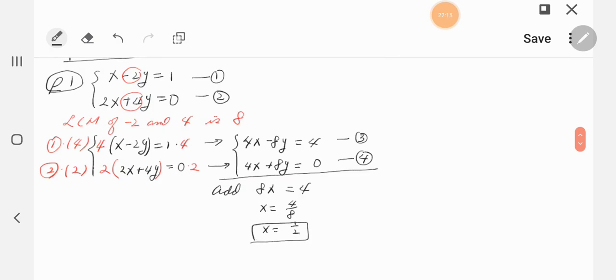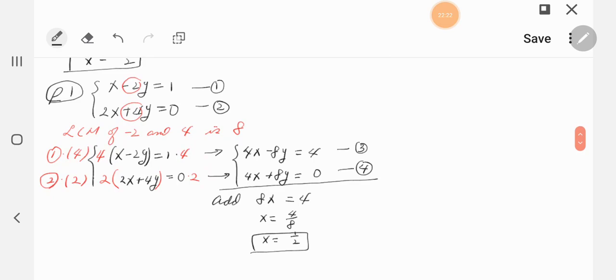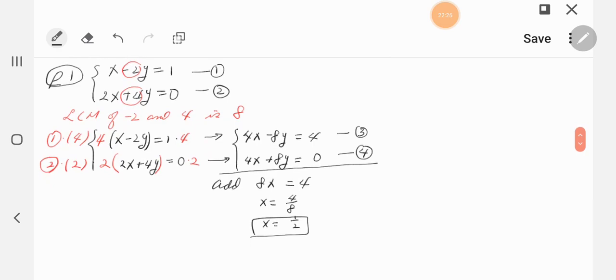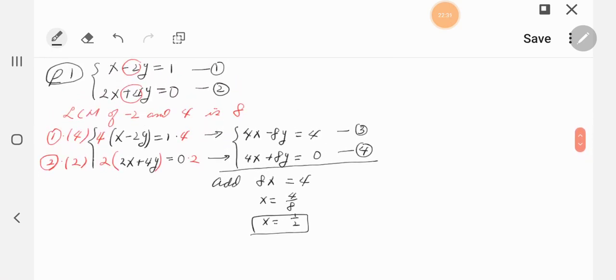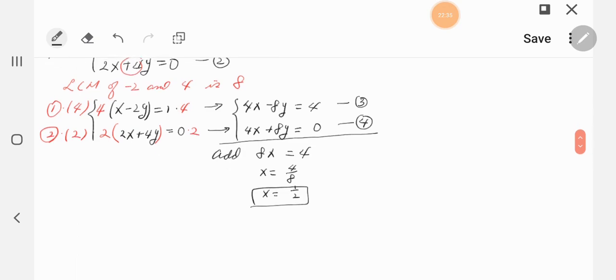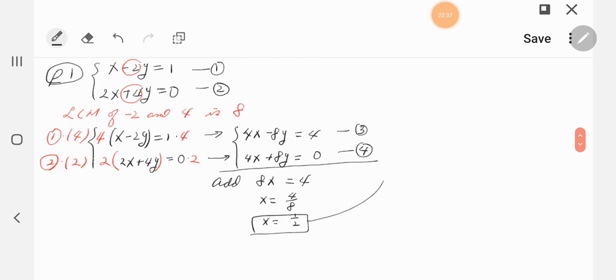All right, so we found the x value. So using this one, let's find the y value. Let's use equation 2, because we can cancel out this denominator too. So using equation 2, I will substitute 1 over 2 for x in the second equation.